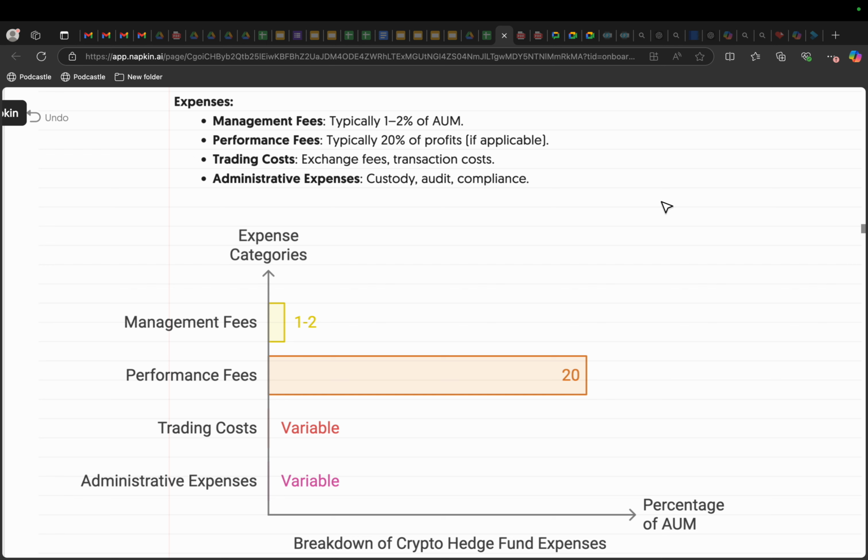If I talk about administrative expenses, it could be custody expenses, audit or compliance expenses, or management related expenses, right? So that all comes under administrative cost. Trading cost means exchange fees or transaction cost, which comes under your trading expenses. And performance fees, as I said, are typically 20% on profit, whatever profit a fund has generated. All right. So this is how expenses come into the picture, and all these expenses we report to the debit side of the income statement.